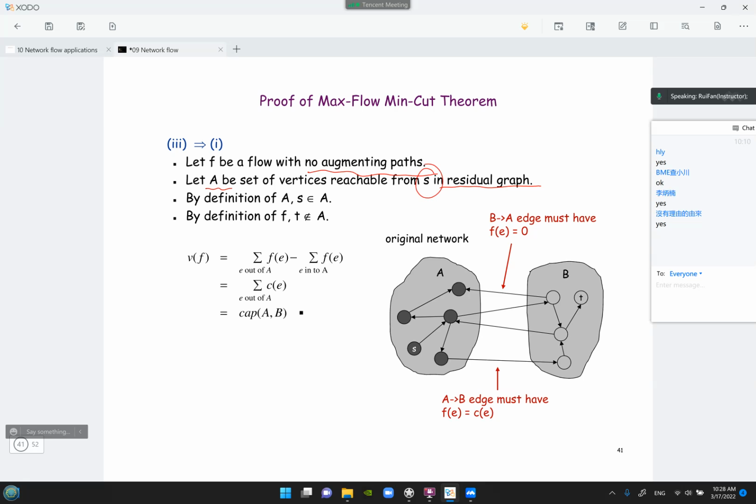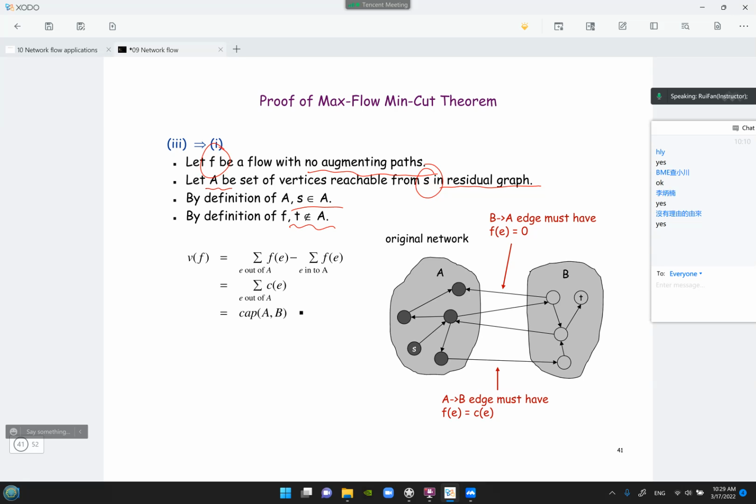Not in the original graph, but in the residual graph. A is defined as the set of vertices reachable from the source in the residual graph for this flow F. By definition, S is reachable, so S is in A. And because F is a flow with no augmenting paths, T cannot be in A. Because if T is in A, then T is reachable from S by definition, since A is a set of vertices you can reach in the residual graph.